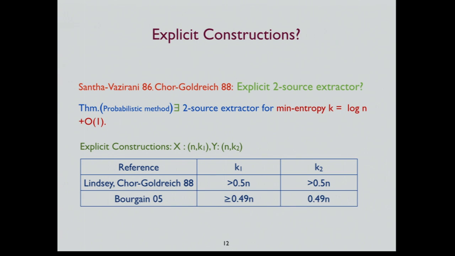And that was the best known for quite a while until Bourgain came along in 2005 and used additive combinatorics to shave off a little bit. So 49%, 0.49 n. He gave some unspecified constant less than half. And Raz also showed how to do it if you don't need both sources to have min entropy n over 2, but just one source could have min entropy n over 2. The other could have min entropy logarithmic. And this was the state of the art before our work.